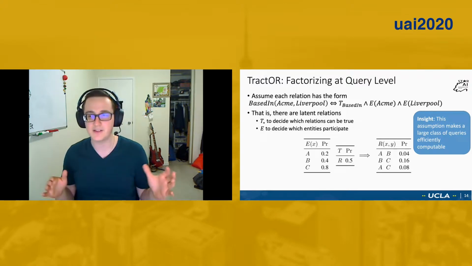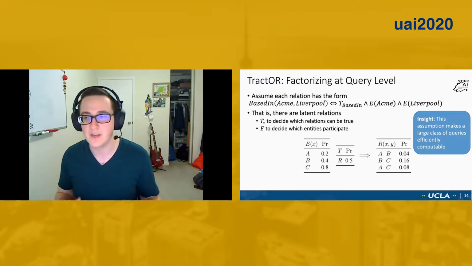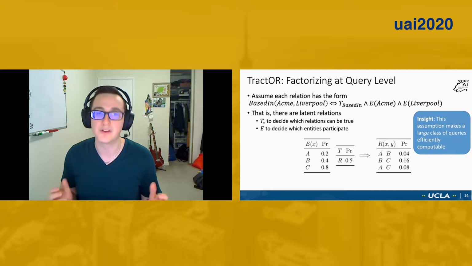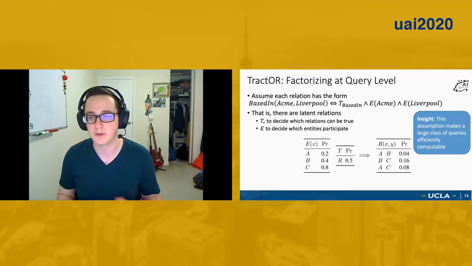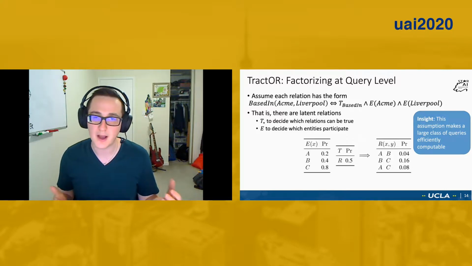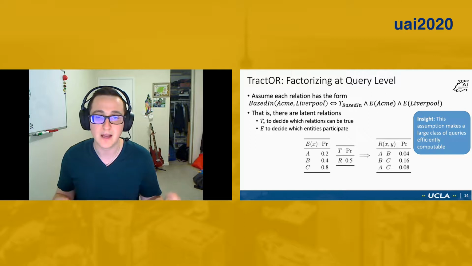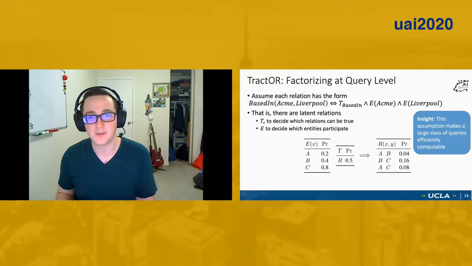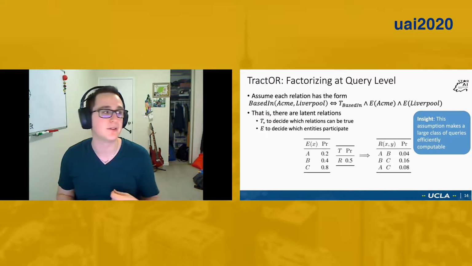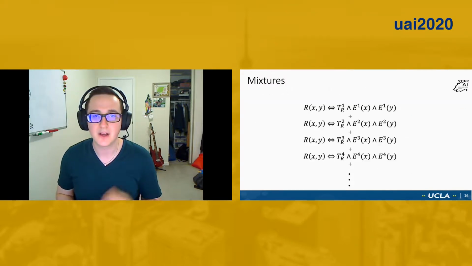And the key insight here is that this assumption makes a lot more queries efficiently computable, and a lot of useful queries. But there's a catch, right? If I go back to that picture where you were embedding each entity as a point in space, well, right now this is only in one-dimensional space because you only get one probability for each entity. So how do we get around that?